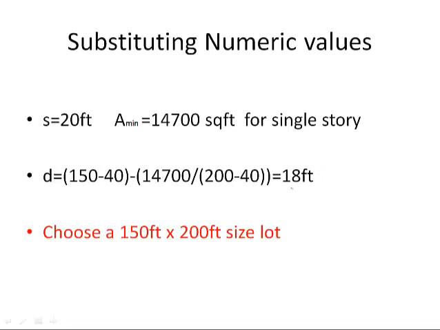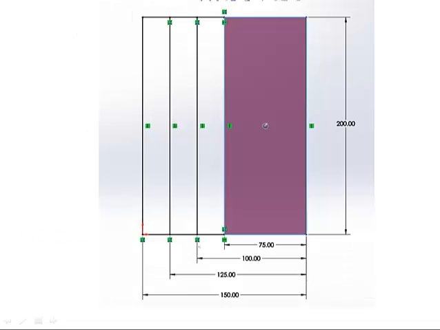And with this distance of 18 feet being less than 25 feet, we'll choose a 150 by 200 square foot lot. So this is the entire lot. So the distance D that we just determined is less than 25, so it will fall here in between. That's why we're choosing the entire lot.